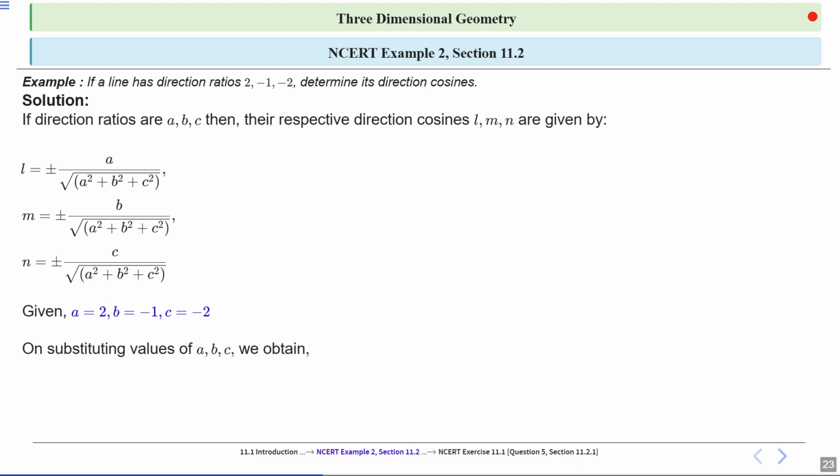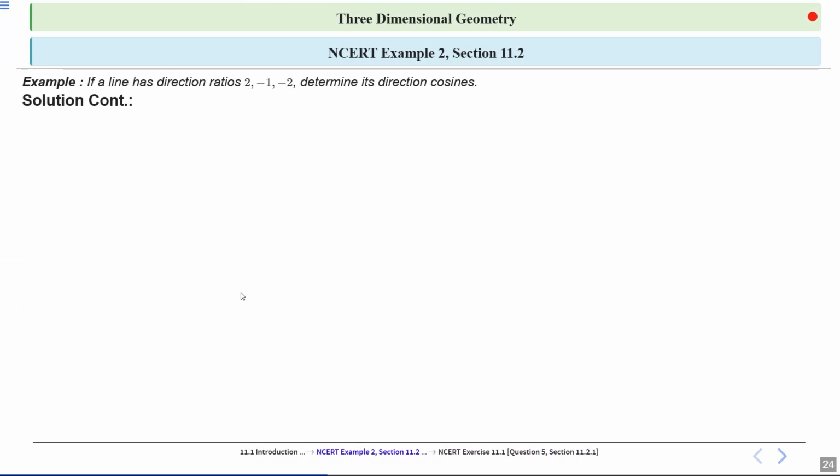That means we will calculate L. So let's find the direction cosine L, which is the cosine of the angle with the x-axis. The formula for the direction cosine is L equals plus minus 2 divided by square root of 2 square plus -1 square plus -2 whole square. And after simplifying, this is equal to plus minus 2 upon 3.